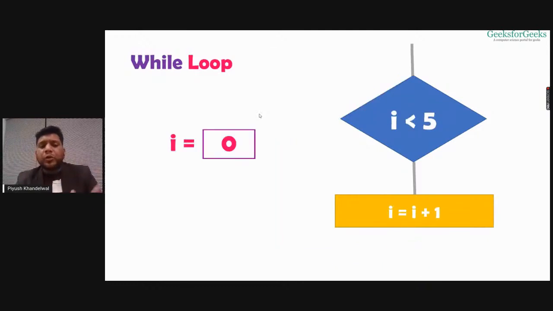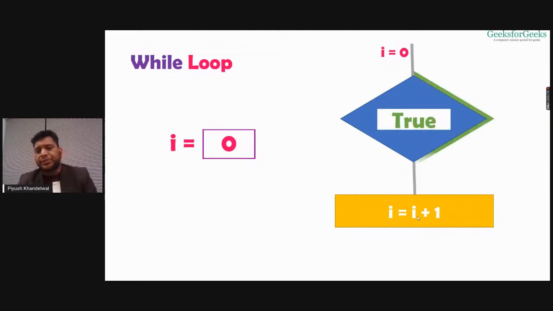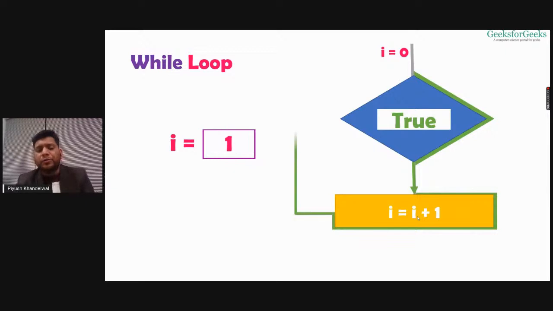See, here the value of i is 0, suppose, right? And I have a condition which says i is less than 5. And this is the body of while, which says i equals i plus 1, incrementing the value of i. So initially the value of i is 0. The condition will be checked: i is less than 5. 0 is less than 5. Yes, it is true. So what will happen? This body will execute. It will increment the value of i to 1. So 0 plus 1 will be 1.